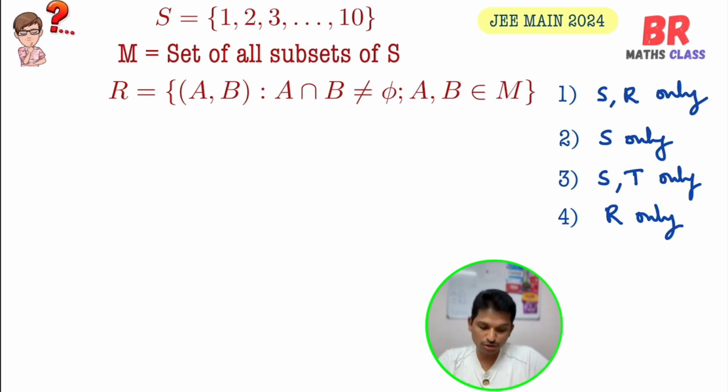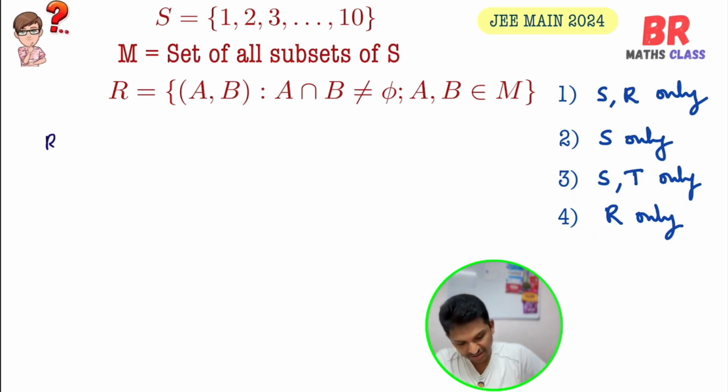R equal to ordered pair (A, B). They mention that A, B from this set M, and the relation between A and B is A intersection B is not an empty set. Okay, right. Now you need to check what type of relation it is. The options are reflexive, symmetric and reflexive only, symmetric only, symmetric and transitive only, reflexive only. Which option is the right option?